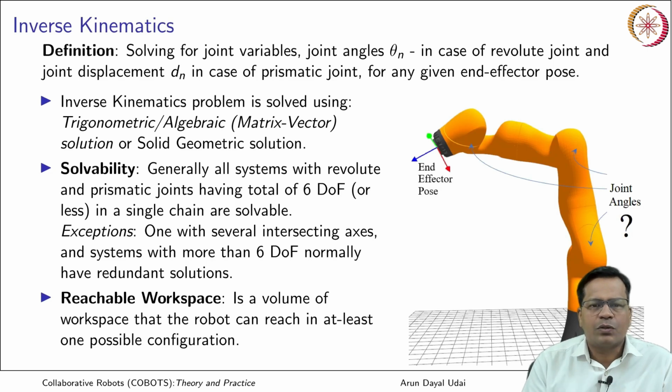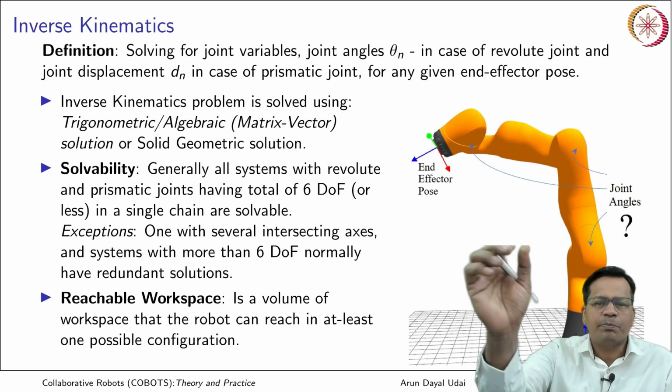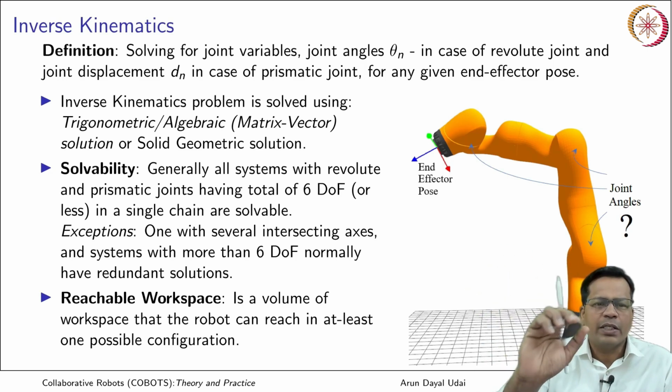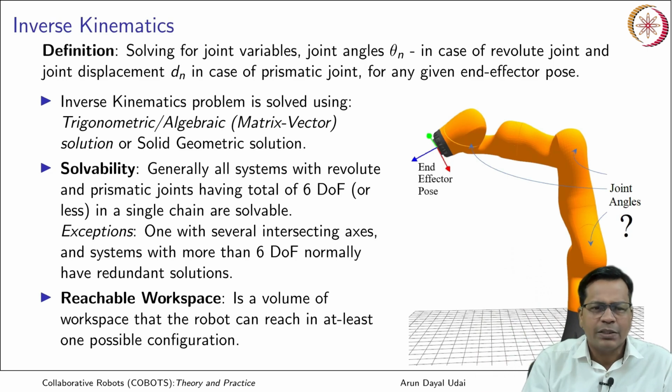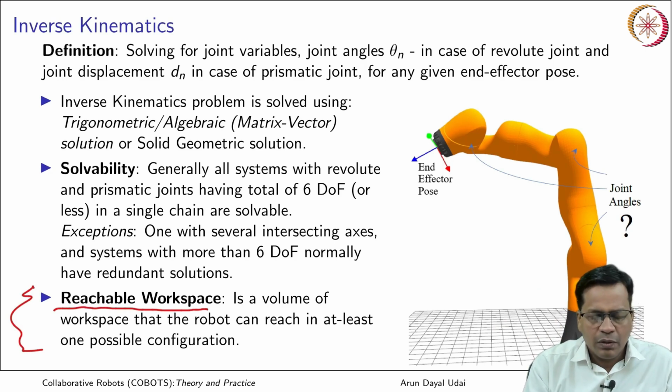In order to get to a solution first for an inverse kinematics, robot should lie in a reachable workspace. So it is a volume of workspace that the robot can reach in at least one possible configuration. Okay, one possible configuration. It may not be possible that you go there and you can orient it in all the possible ways. So at least one possible configuration it should go there. If robot is in this reachable workspace, definitely we should try for getting an inverse kinematics solution.